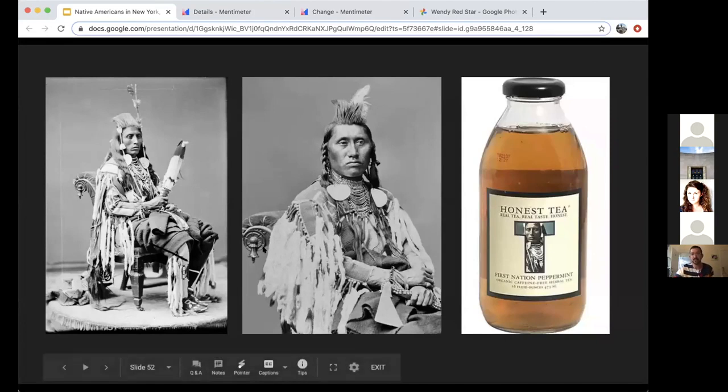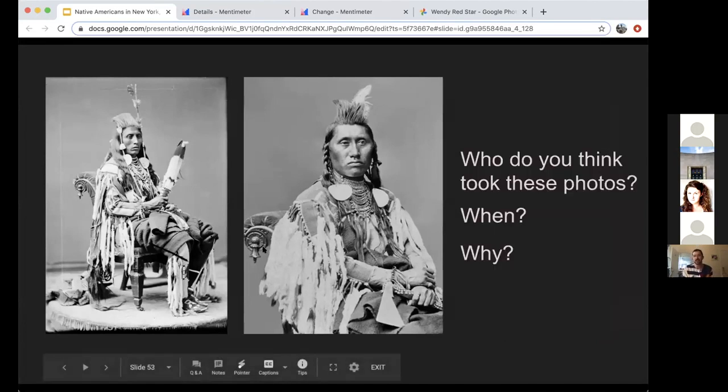So again, if I was doing this with students at this point, I might encourage them to pause, and rather than thinking about Wendy Red Star's work, think about these primary sources, these photographs that she discovered and was working with. So questions like, who do you think took these? When did they take them? Why did they take them? Can all elicit really good conversation.